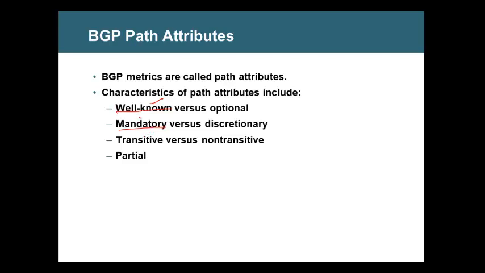But there are some well-known attributes which are not mandatory. If it is seen, good. If it is not seen, also okay. Those are called well-known discretionary. Now, there is also another attribute type called optional, which means they are not well-known. They are seen in some vendors only.